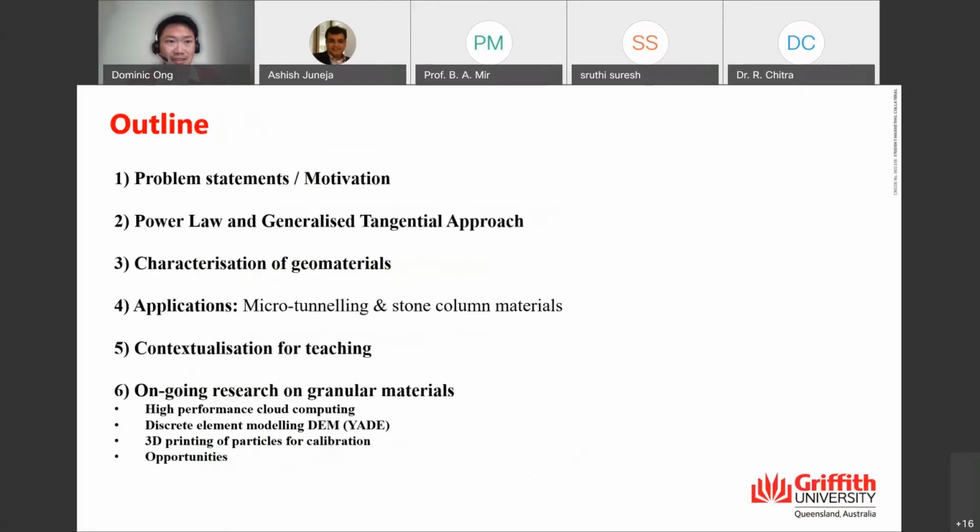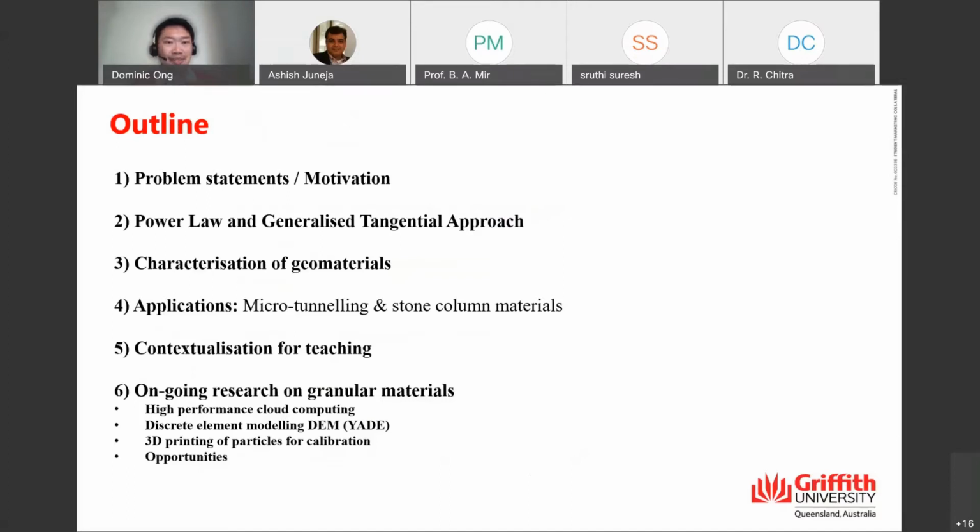So the outline of the presentation will be as such. I will be talking about the problem statements and then what motivates us to pursue this kind of research. It's been 12 years now. Of course, I've got some other research, but this is the particular one that is very close to me. So that's why I feel like I'm sharing this with you.